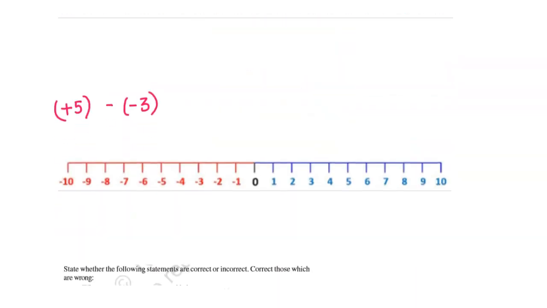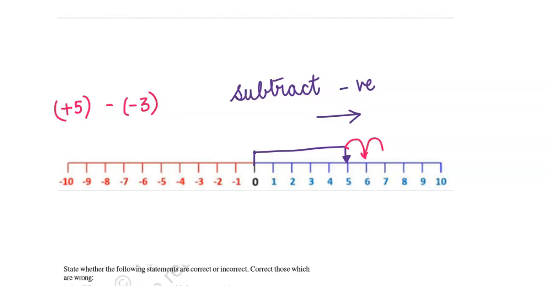So let's see the next. Whenever we subtract a negative number, we move in the right direction. Because we are subtracting a negative, that means it is increasing. So here we will again start with positive 5 and we have to subtract a negative integer. So we will move 3 steps in the right direction. 1, 2 and 3. So we reach the answer 8. So the answer is positive 8.